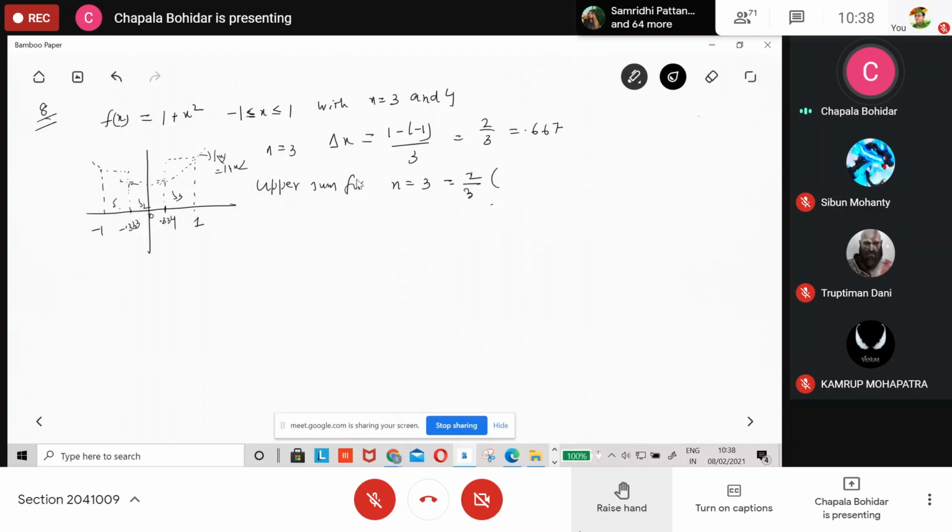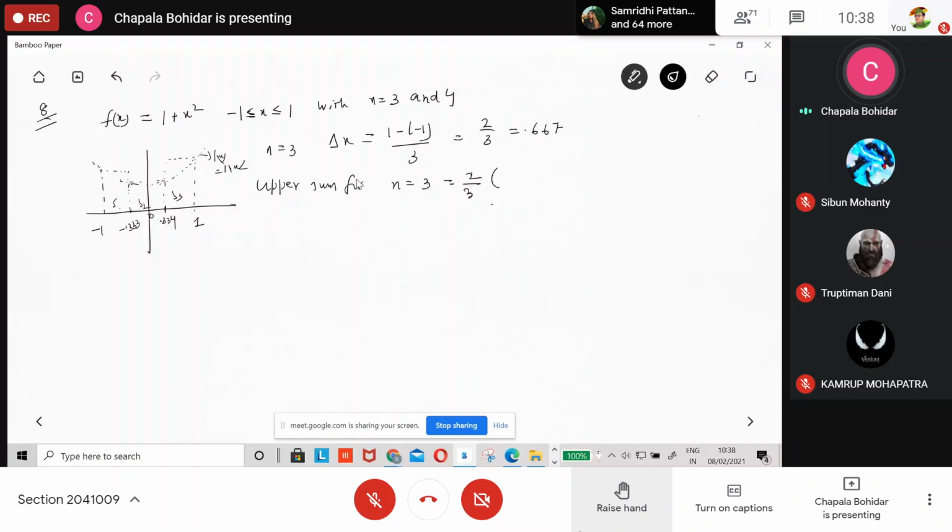Which one? Where are you getting the maximum functional value? Ma'am, at minus 1. Which point? The functional value is on the curve. At which point am I getting the maximum value? Ma'am, at minus 1. Yes, f of minus 1.